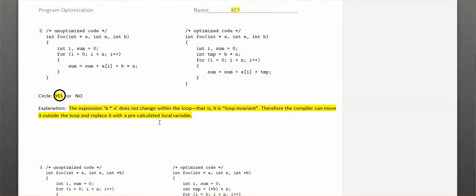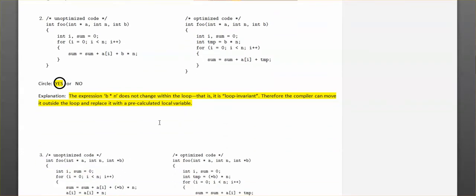For the next one, we look at it and see, okay, we have a sum. We have a sub i plus b times n, where n is a constant inside this block here. And we notice that we factored out the b times n using code motion into a temporary, and we're going to now use the temporary inside the loop. Would the compiler do this?